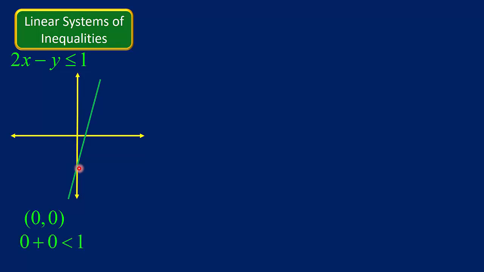So let's plug in 0, 0. Well, 0 here and 0 here, I get 0, and that's definitely less than 1. So I'm going to shade the region that contains 0, 0. There it is, right there. Done.